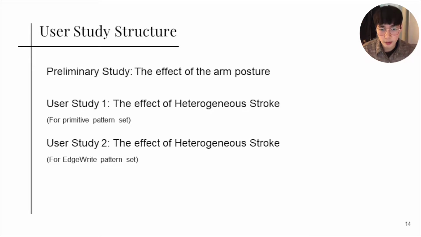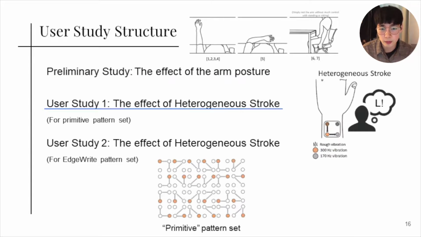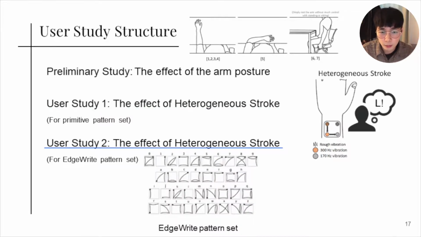Okay, so from this slide, I will briefly explain the experimental structure of this paper. First, we investigate whether the arm posture affects the pattern recognition rates with a controlled experiment. And then we move on to our main topic. We investigate how much the heterogeneous stroke concept can improve the recognition accuracy. In user study 1, we used a primitive pattern set which forms elements of any spatiotemporal tactile patterns. And in the following user study 2, we used the Edge-Write pattern set which can deliver 26 alphabets and 10 digits.